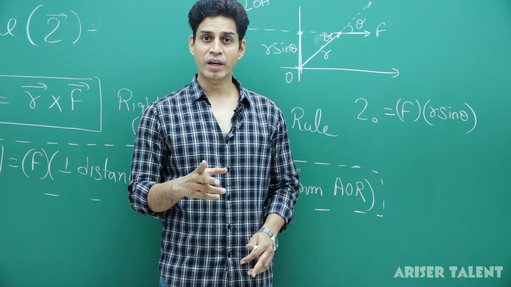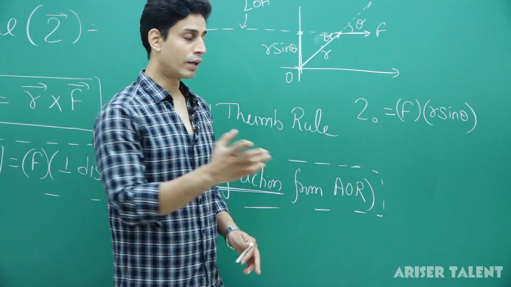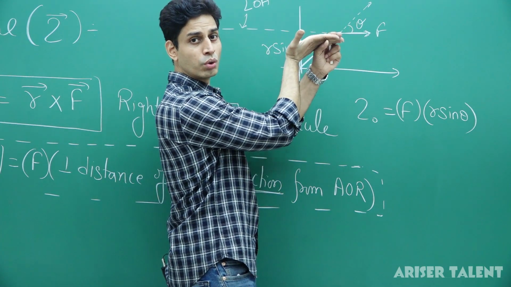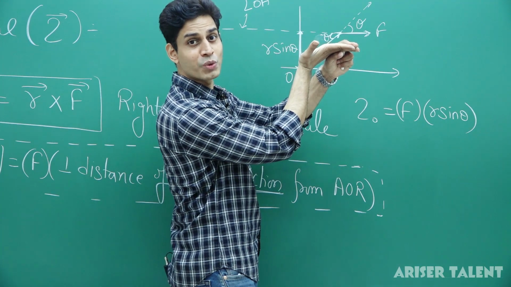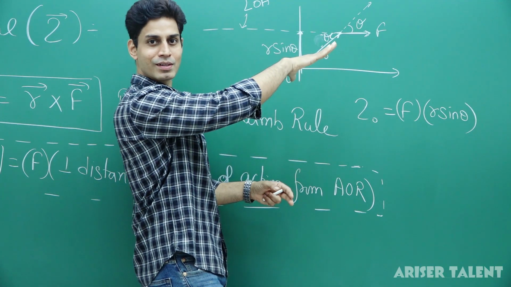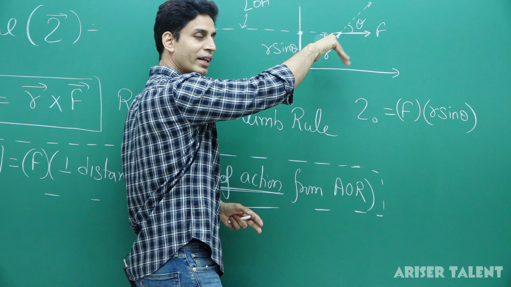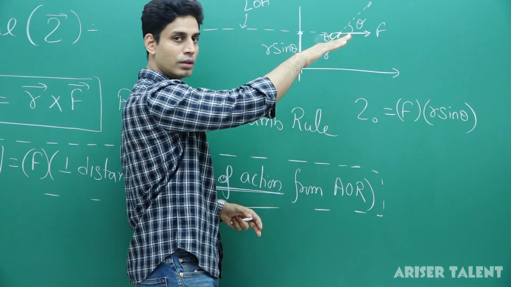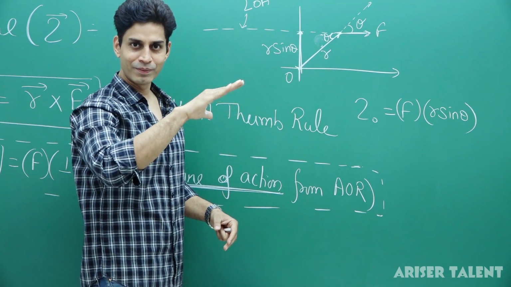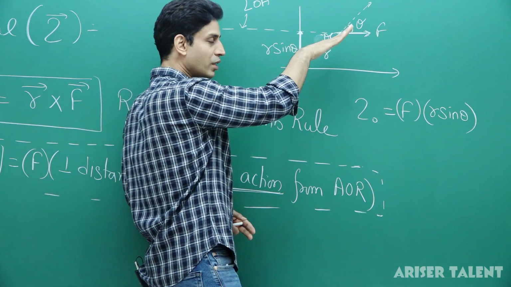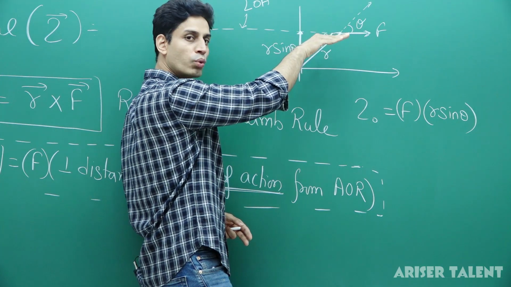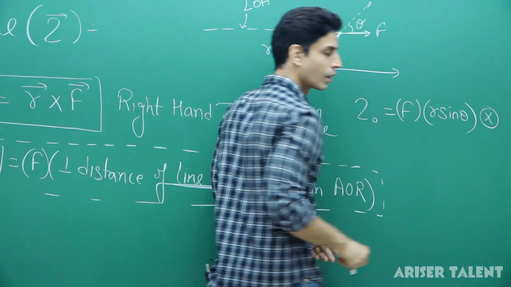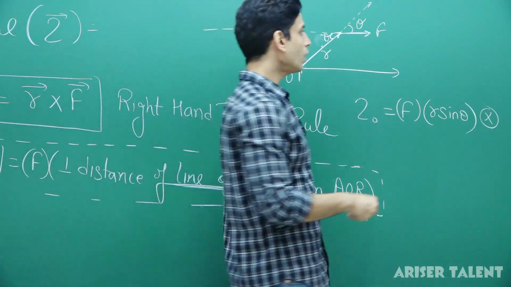So place the fingers of the right hand along the first vector, that is along R, and curl them towards F. Now don't do this, that is injurious to health. Place the fingers of the right hand like this, and curl them towards F like this. Don't do these types of actions outside, they too can be injurious. So place the fingers of the right hand towards R and curl them towards F. In doing so, the thumb is going inside. So the torque is inward. Getting it? One more example.